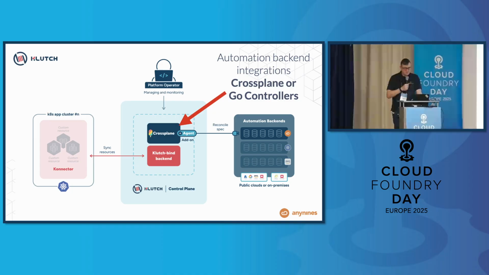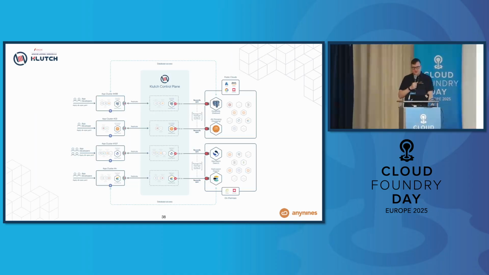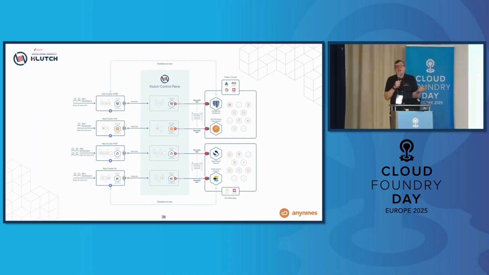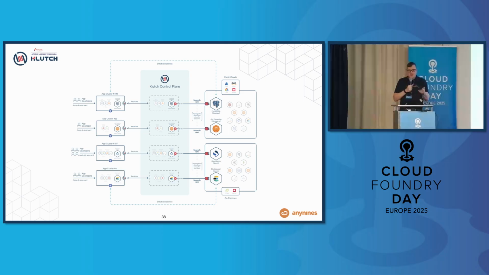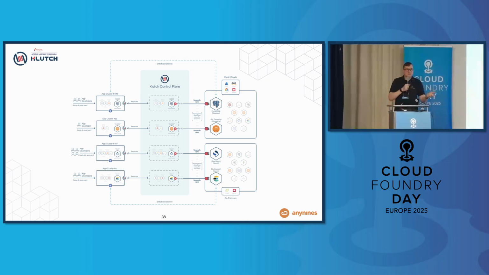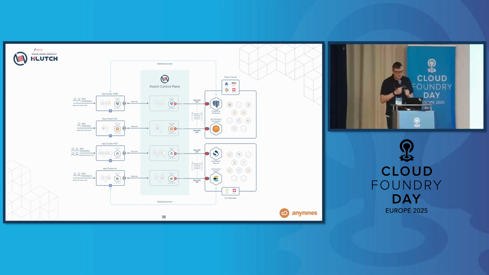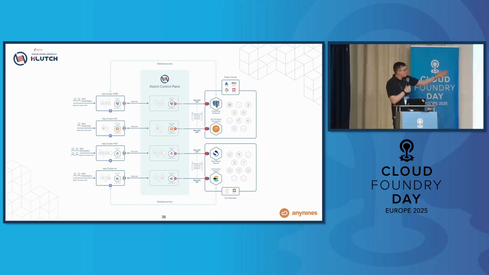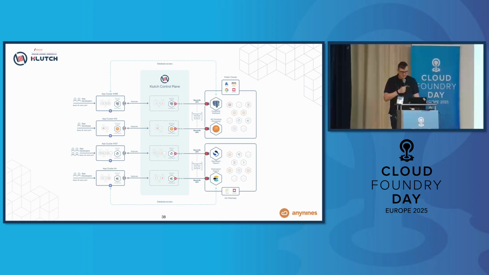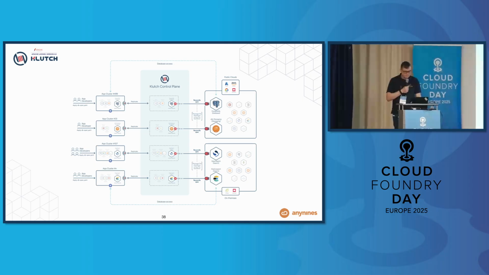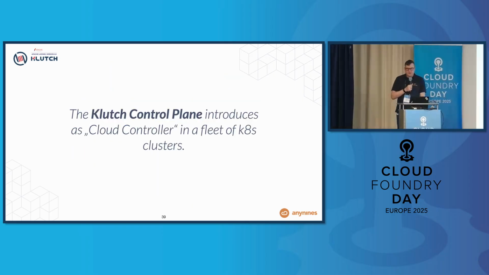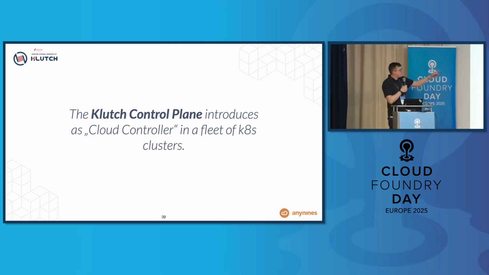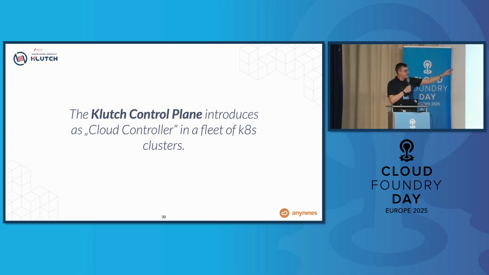Well, Crossplane or Go controllers for writing those integrations. What does it mean to write an integration? It's basically telling Klutch how to create a service instance, how to create a service binding, how to do backup, how to do restore. So a system with a couple of clusters will then eventually look like this. So in other words, Klutch control plane introduces a cloud controller-like structure in a fleet of Kubernetes clusters.